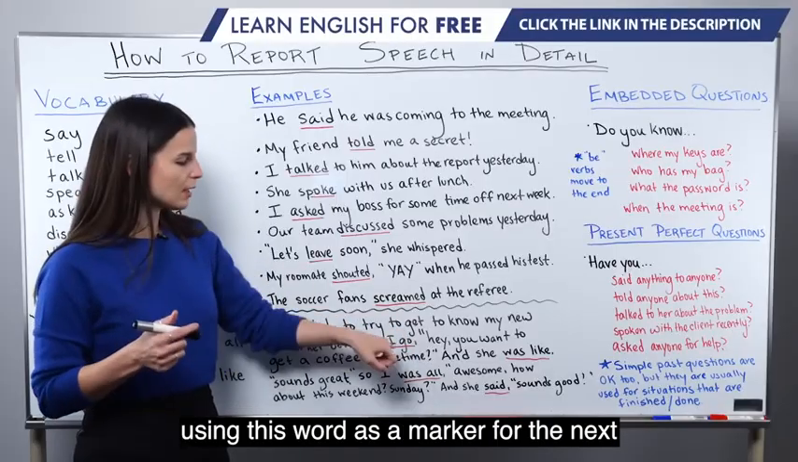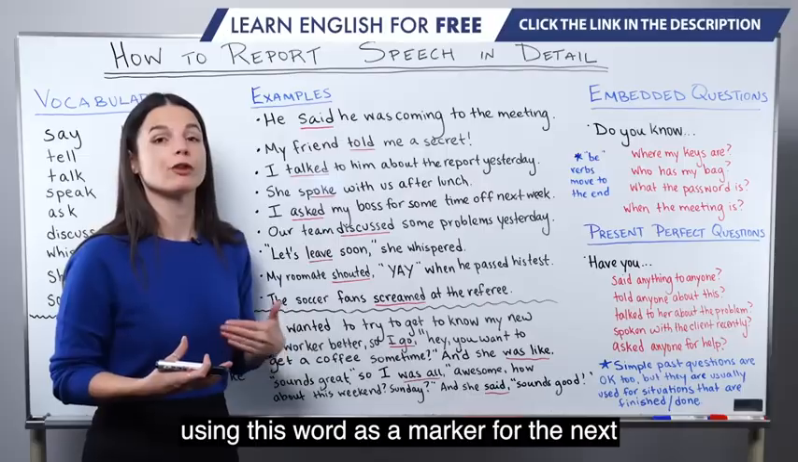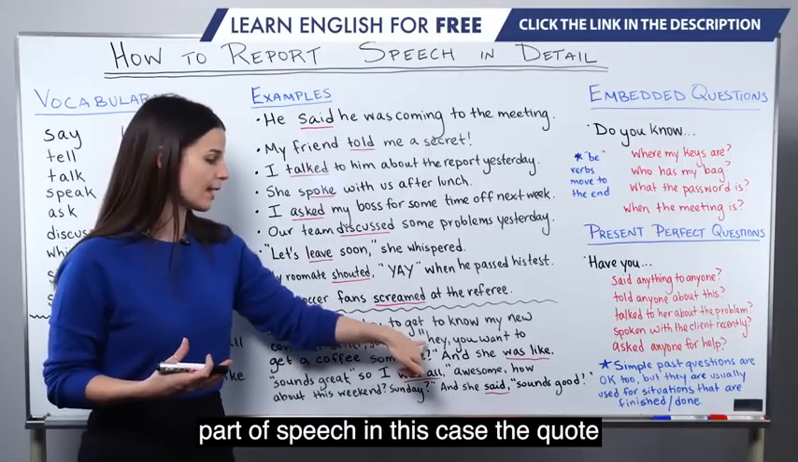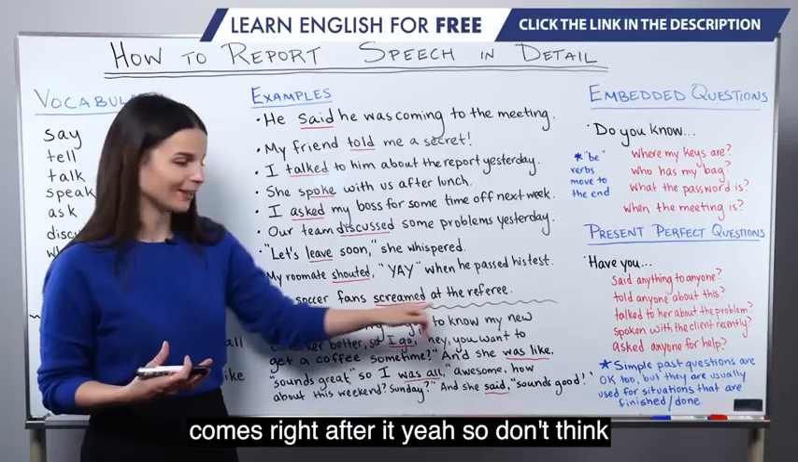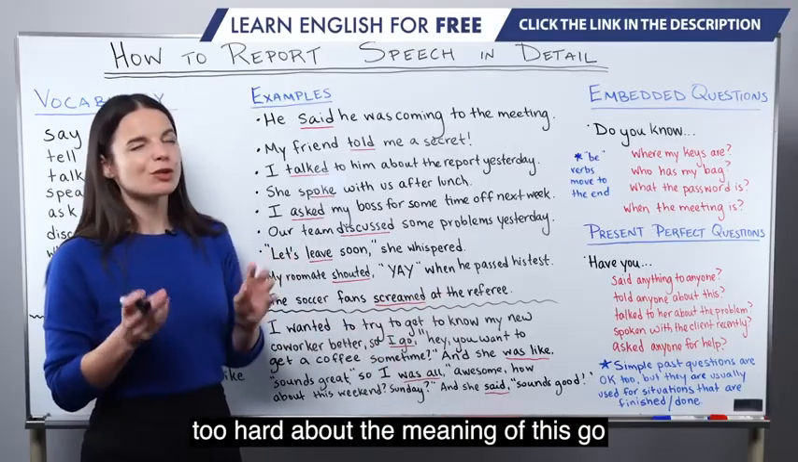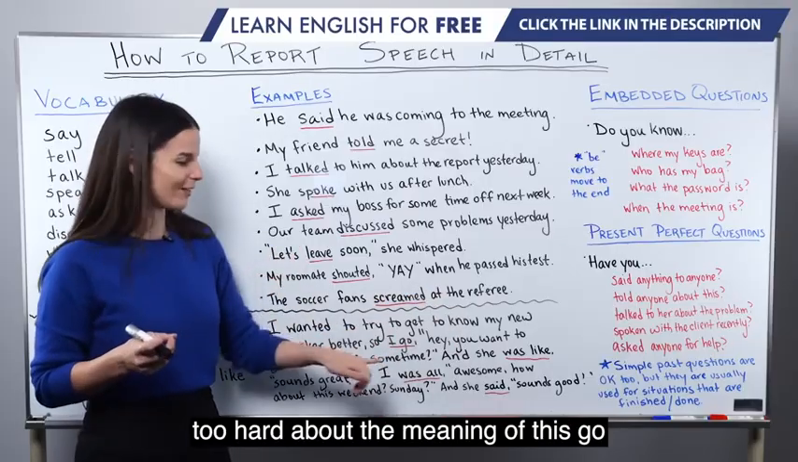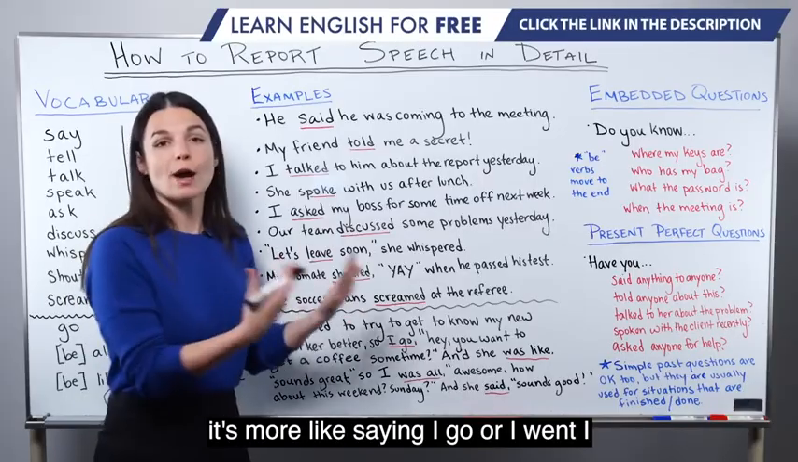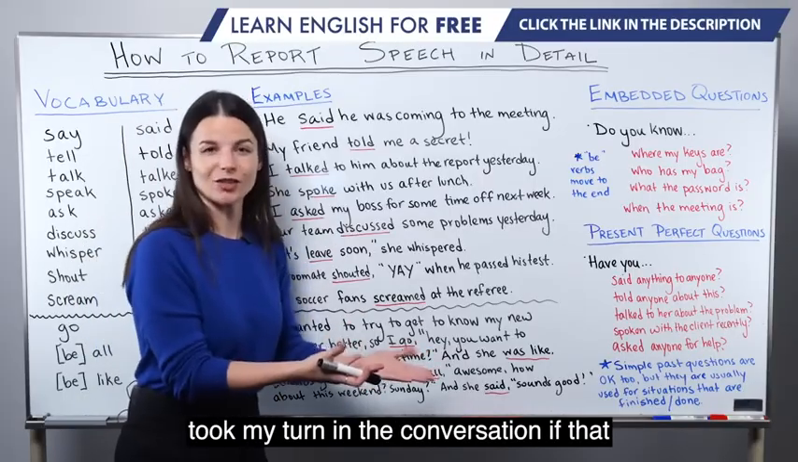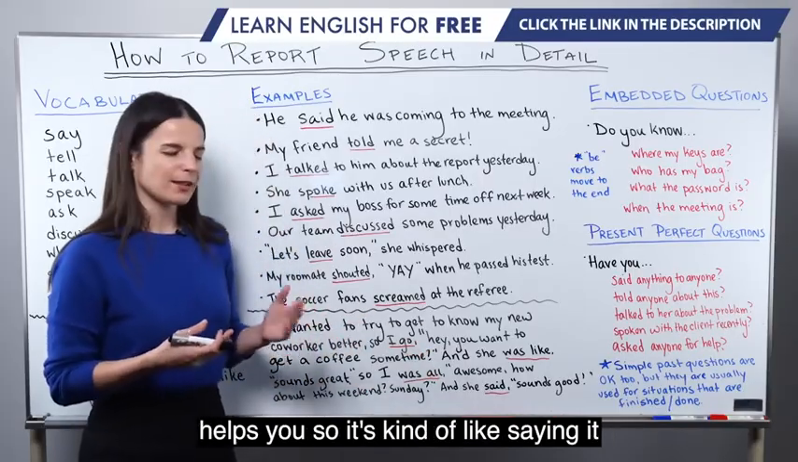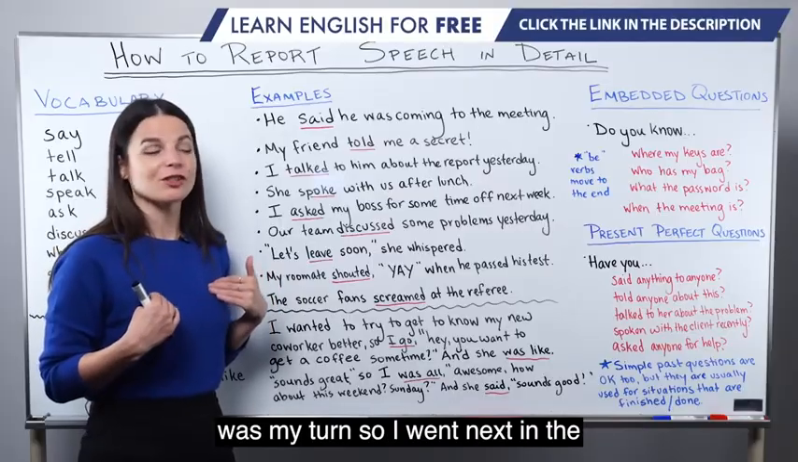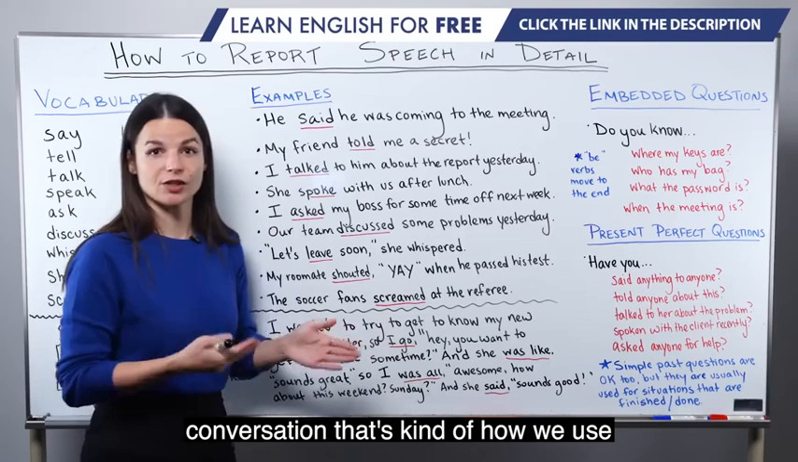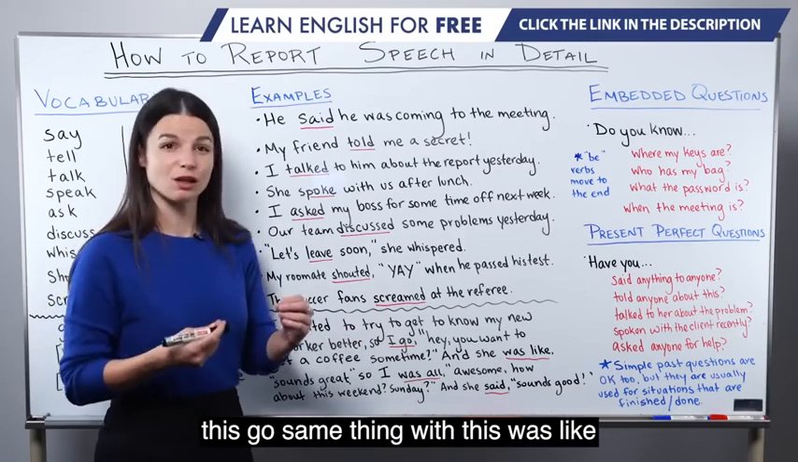We're just using this word as a marker for the next part of speech. In this case, the quote comes right after it, yeah? So don't think too hard about the meaning of this "go." It's more like saying, "I go" or "I went," I took my turn in the conversation, if that helps you. So it's kind of like saying it was my turn, so I went next in the conversation. That's kind of how we use this "go."